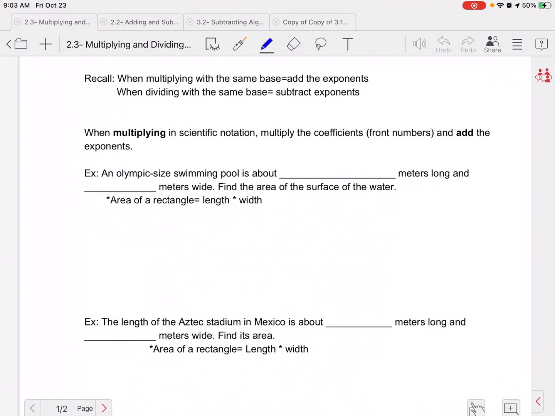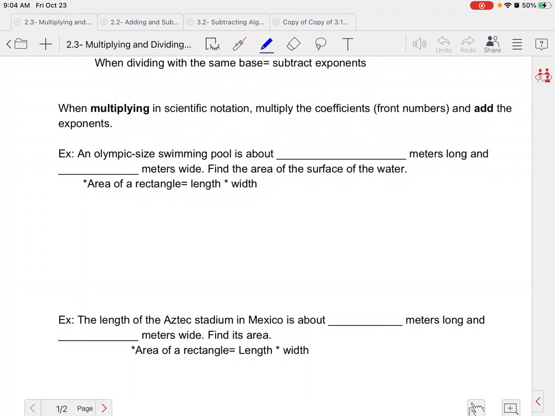So let's recall some of our exponent rules. Remember, when we're multiplying with the same base, we have to add the exponents. That's all written right here for you. And when dividing with the same base, we need to subtract the exponents. We need to remember that as we're doing this. We have some fill in the blanks today, so make sure you're filling those in as we go. It says, when multiplying in scientific notation, multiply the coefficients, or the front numbers, and add the exponents.